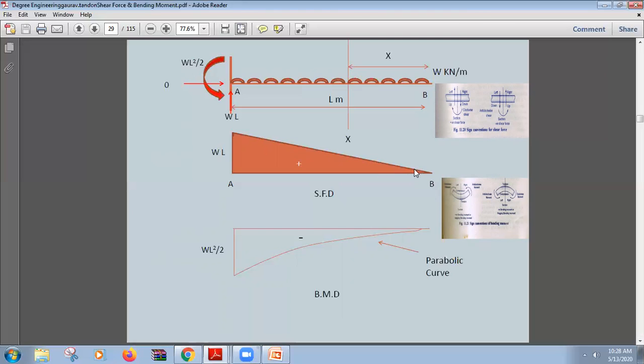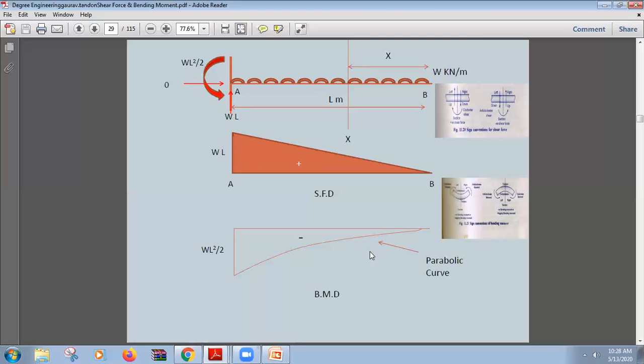We start from zero. This will keep on increasing up till W into L. So W into L is the maximum force that we have taken. It's the maximum force that is acting on this beam, and this is the positive shear force, starting from zero up till maximum, and maximum is W into L, because vertical reaction will be equal to this downward force, that is W into L.